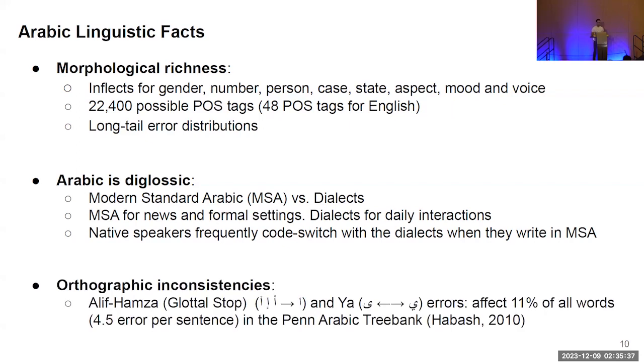Arabic also suffers from orthographic inconsistencies. Many Arabic datasets have frequent orthographic errors, for example, involving the alif, hamza or glottal stop, and the ya letters. To give you an example, this actually affects about 11% of all the words in the Penn Arabic Treebank.